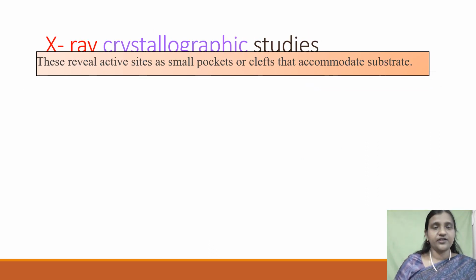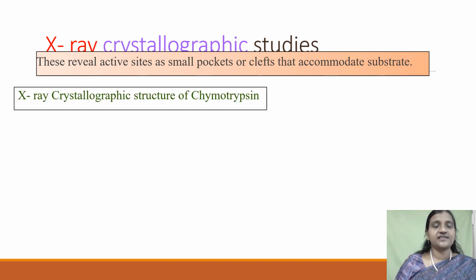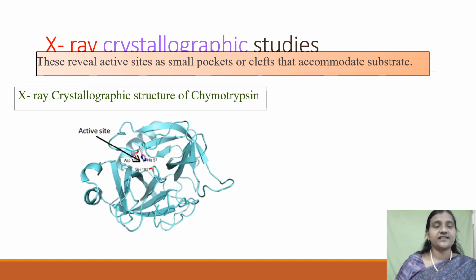Later on, with the advent of X-ray crystallographic studies, the three-dimensional structure of proteins and the enzymes was elucidated. These studies have revealed the active sites of the enzymes. They identified them as small clefts or pockets which can accommodate the substrate. Here we can see the X-ray crystallographic structure of chymotrypsin, and this is the active site accommodating the particular substrate. So it involves only a few amino acids. Not every amino acid of the enzyme is involved in the formation of this active site.